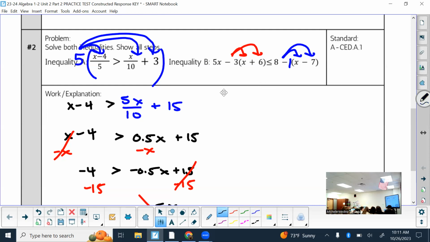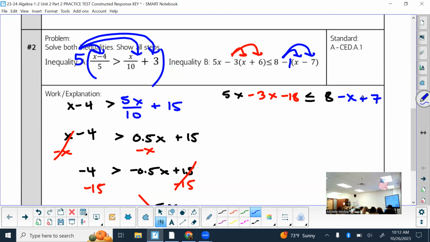So the 5x is still there. What's -3 times x? -3x should not take that long to know that. -3 times 6? -18. Less than or equal to the 8 is still there. What's -1 times x? Good. You could write -1x. I'll just write -x. And then what's -1 times -7? A +7, so put +7. So distribute first if necessary is your first step.